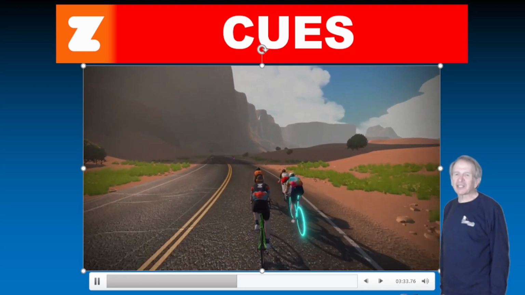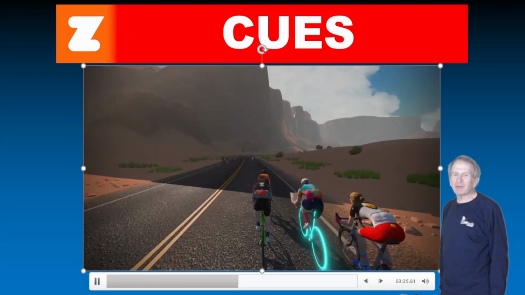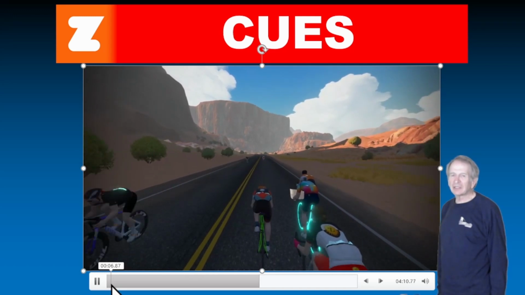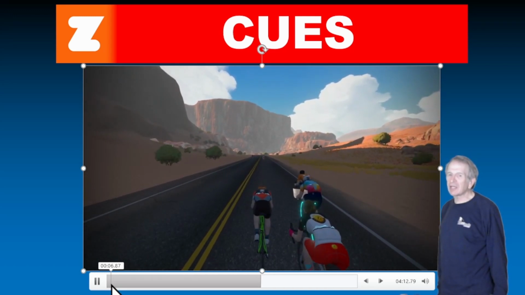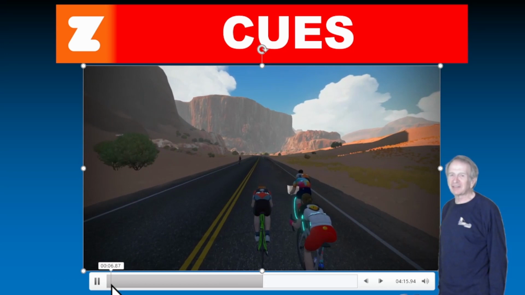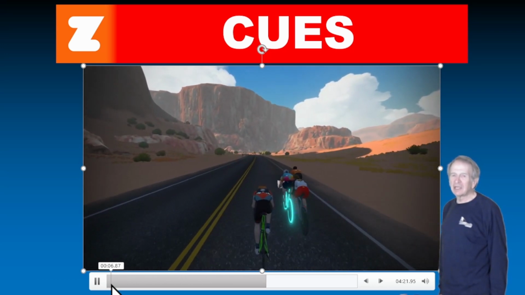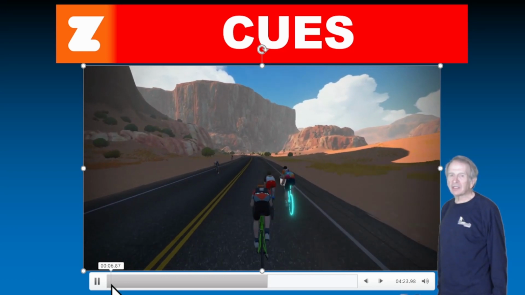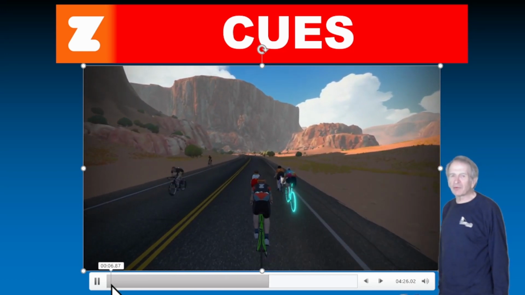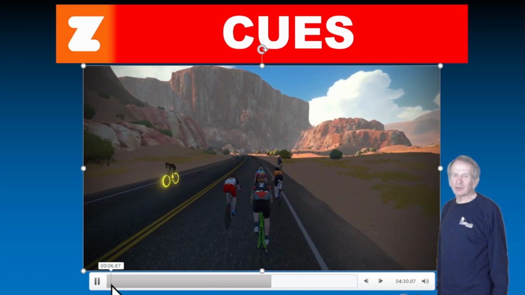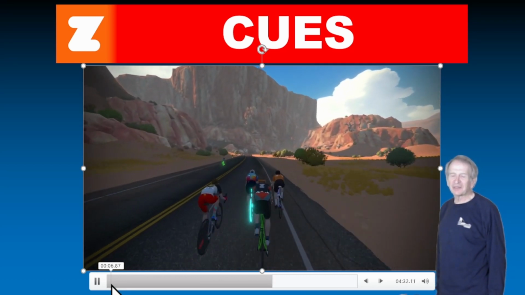This is a little interesting clip. Let's watch the dynamic of these riders. Now let's see if he can get in the draft. He can't move over to the side because he's beside another rider. So he's out of the draft. Now he falls behind, and Zwift moves him over to the side, and he's able to sit up on the hoods and get into the draft.